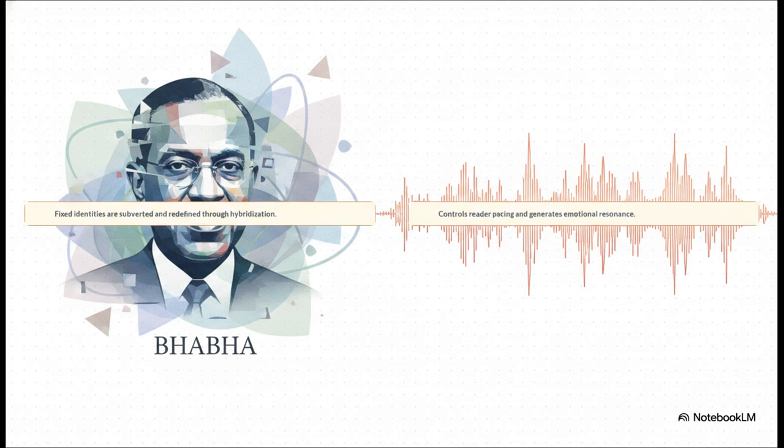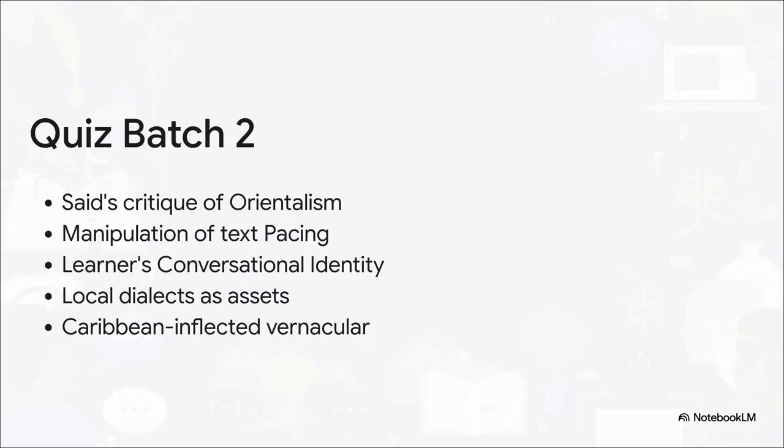When thinking about Baba's third space, remember how fixed identities are subverted and redefined through hybridization. And for the solid game, recall that the affective impact zone is all about deliberately controlling the reader's pacing and generating profound emotional resonance. Moving smoothly into batch number 2, evaluate your understanding of how Sai challenges those artificial binaries.